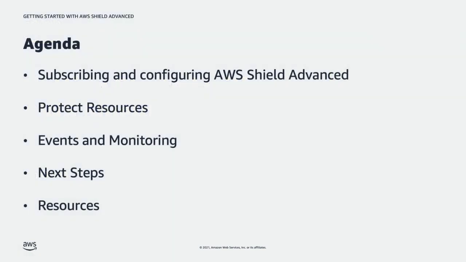Today on our agenda, we're going to walk through subscribing to Shield Advanced and what things you need to configure as part of that. Specifically, we're going to talk about protected resources and additional considerations regarding the act of protecting a resource. We'll review the new events and monitoring capabilities that are provided to you by the Shield Advanced service. Some next steps focusing on additional AWS services that help supplement Shield Advanced directly, and finally, a few resources to help you along the way.